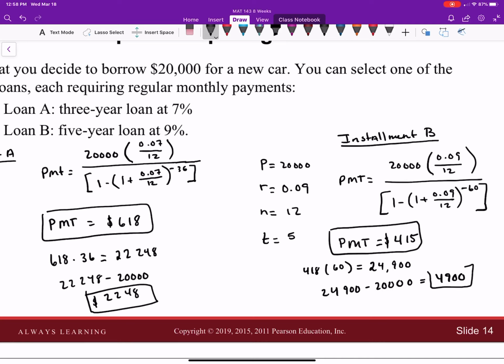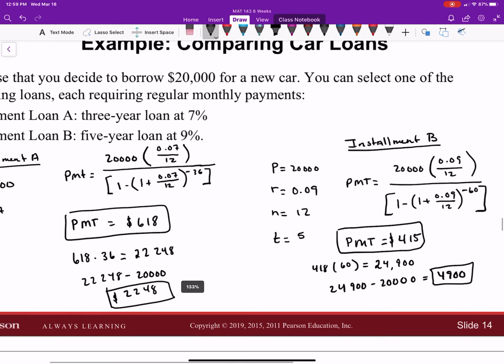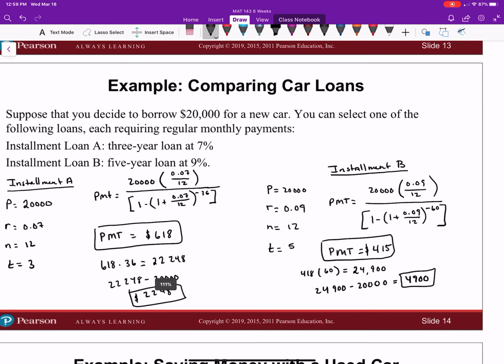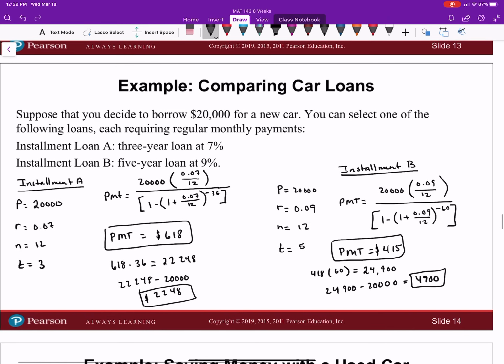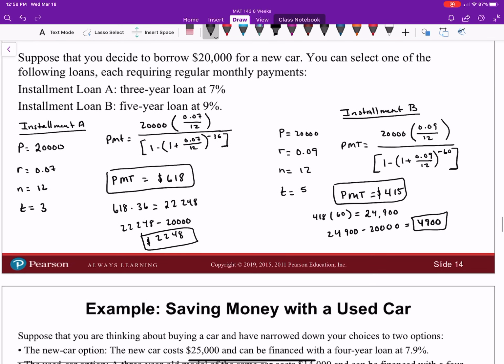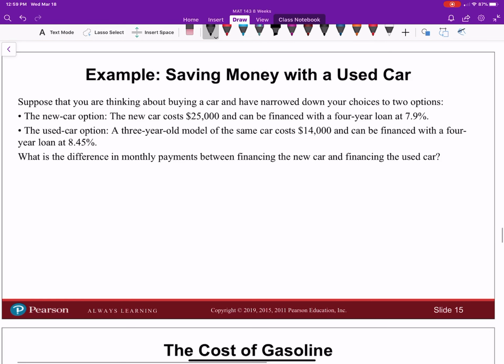So basically, we spent $4,900 in interest for the lower payment, and then $2,248 for the higher payment. Which may be reasonable for some people. So keep in mind that when you're looking for a car, you look at what's the best one for you. Make sure if you put this in the calculator and you don't get the right answer, make sure you contact me so we can go through it.